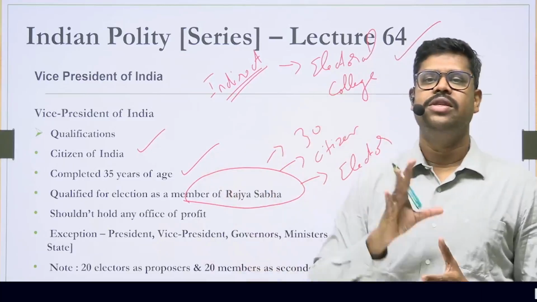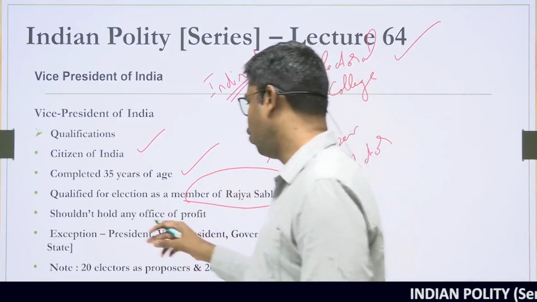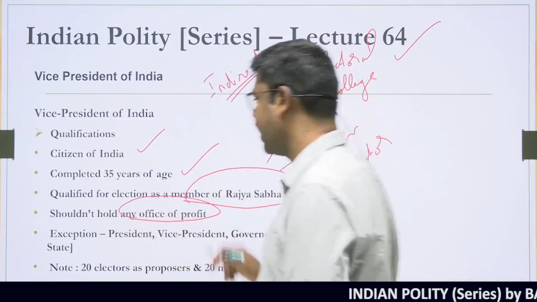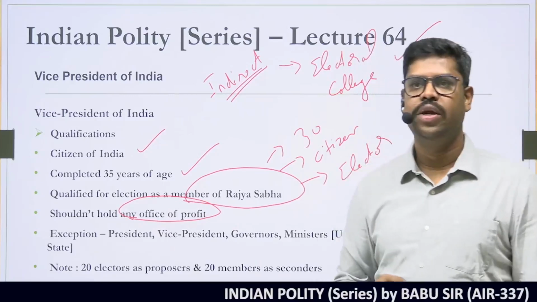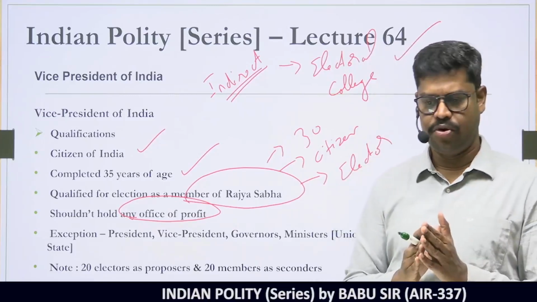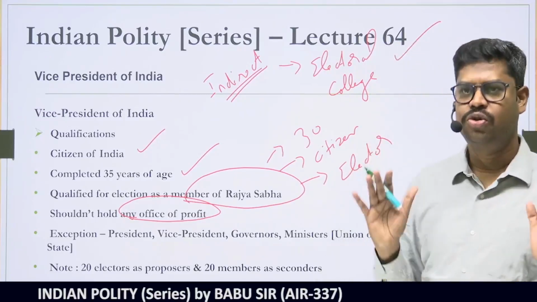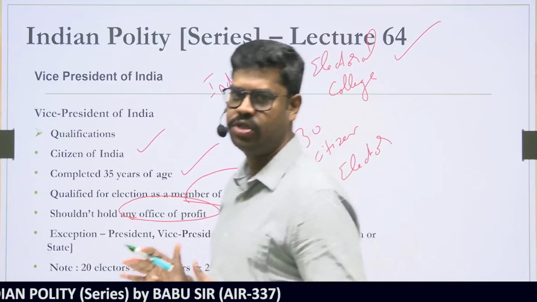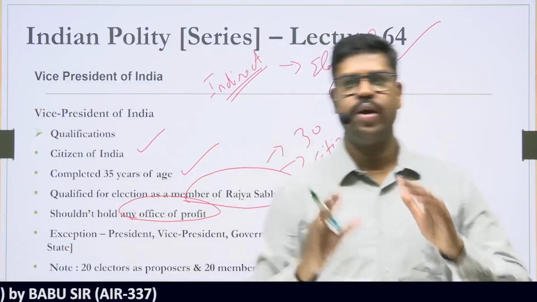Apart from all these things, to contest election to the office of the Vice President, they should also not hold any office of profit. This is again very, very important. So what does it mean when I say that they should not hold any office of profit? What is an office of profit is not defined in the constitution. It itself is a very separate question that has been asked in UPSC. What is an office of profit is nowhere defined in the constitution.